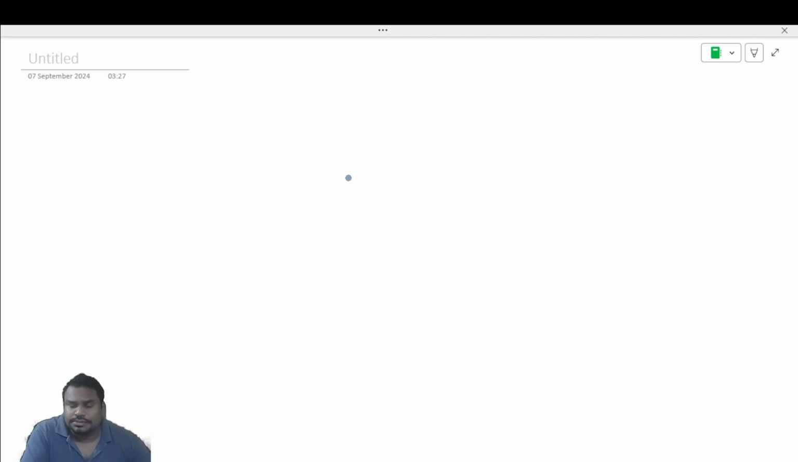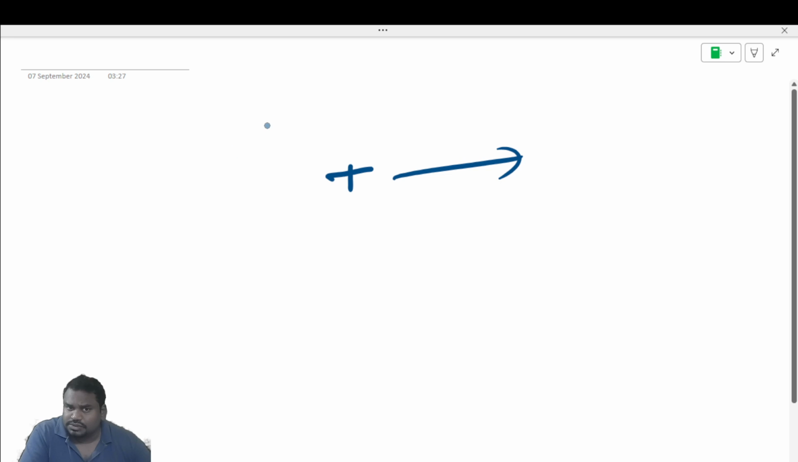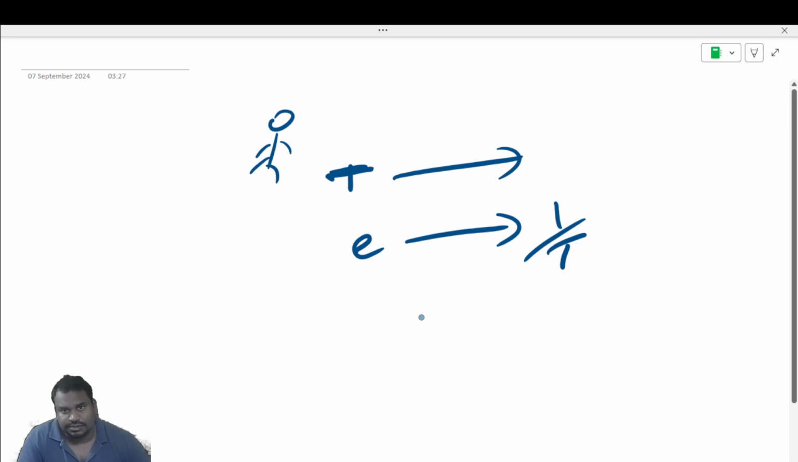Coming to the topic, when time is given, suppose a person is doing a work in t time, then his efficiency will become 1 by t. It's the reciprocal. Okay, that we know. And this is one technique. And I told you how to do the LCMs.